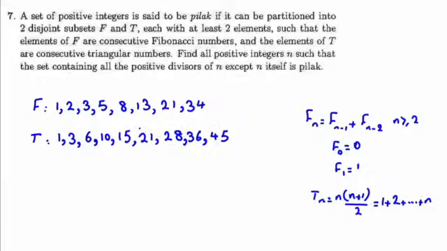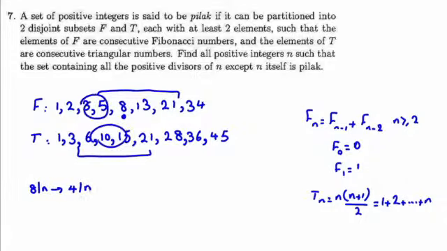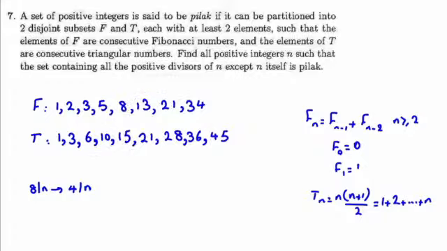Let's see, can we select 8? It says we should divide the divisors into two parts of consecutive numbers. If we select 8, then we know n is a multiple of 8, and n is not 8 because it says except n itself. So if 8 is in our subset, n is a multiple of 8, then 4 also divides n. But we don't have any 4 here. So we understand that we cannot select 8.